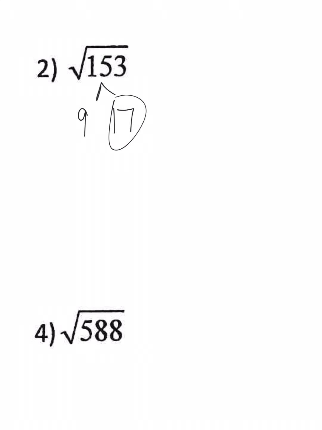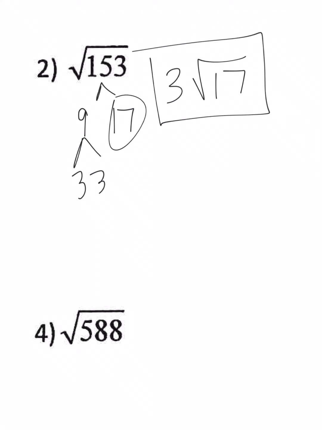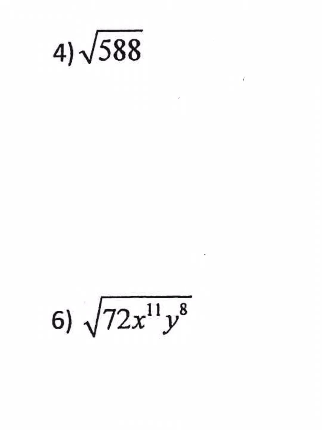I know 17's prime, so I'm going to have that stay inside of the house, and I know 9 is going to break up into a pair of 3s, so a 3 is going to come out of the house. All right, 588. So I'm going into y equals 588 on my graphing calculator divided by x, second table.